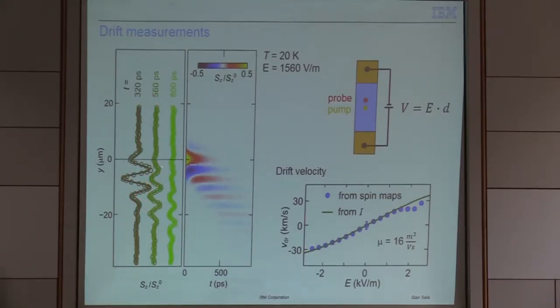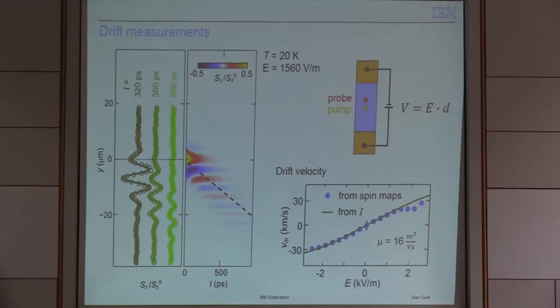You see these oscillations, which are the spin mode, and you see that the center of these profiles shifts towards negative y direction. You see that much better if we color scale this information in a color scale plot. Blue and red are spin up, spin down of the C component of the spin, and you see that there is a center of that distribution that moves downwards.